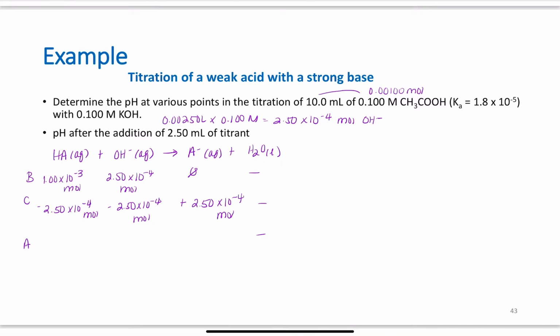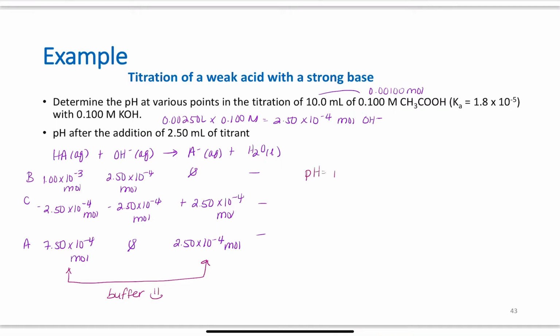At the end of this neutralization, I still have 7.50 times 10 to the minus 4th moles of A minus. I don't have any of my strong base left, and I have now produced 2.50 times 10 to the minus 4th moles of my conjugate base. What I want you to recognize here, I have weak acid and conjugate base present, which means I have a buffer. You are welcome to plug this into an ICE chart at this point and solve it that way. I choose not to. I choose to use Henderson-Hasselbalch because it's just faster.